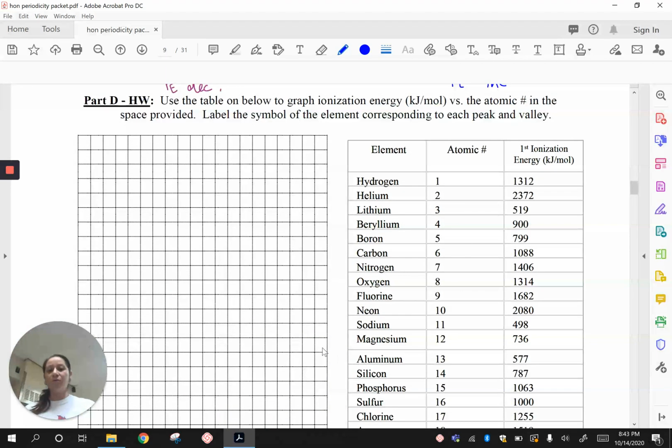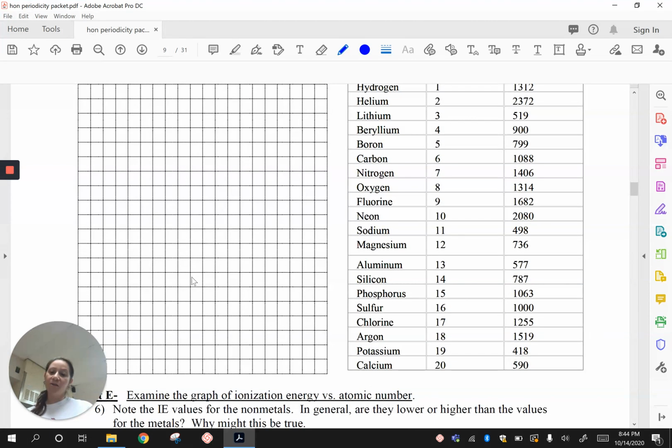The last question here asks you, what are the peaks and what are the valleys on the graphs? And so if you were to graph these, you'll find that your highest points, your peaks on the graph that are at the top of the graph there, are going to be your noble gases. So they have the peaks, they have the highest values. And the valleys, the lowest numbers, are going to be your alkali metals, group 1.